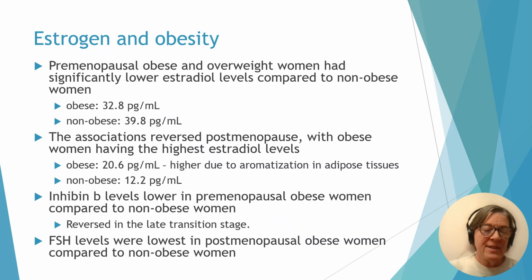There are a couple other things that are different with obesity. The inhibin levels are lower in premenopausal obese women. But then again, this is also reversed in the late transition stage. And the FSH levels also tend to be lower in postmenopausal obese women compared to non-obese women, so you may not be able to use that FSH as diagnostically.